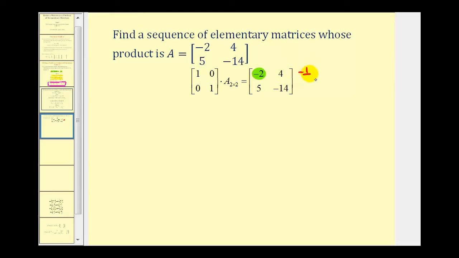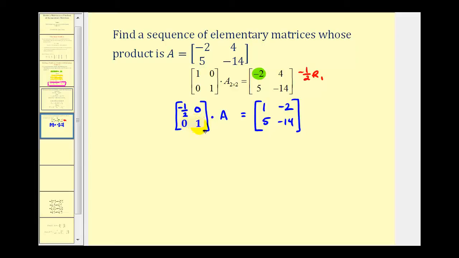So we have negative 1/2 times row 1. We'll perform this operation on the matrix on the right, then we'll perform the same row operation on the identity matrix here on the left, which will give us our first elementary matrix. So this would be positive 1 and then negative 2. The second row stays the same. And then on the left side, we still have matrix A, and to form our first elementary matrix, we're going to multiply row 1 by negative 1/2. So we'd have negative 1/2, 0, and the second row stays the same. We'll go ahead and call this matrix E sub 1.